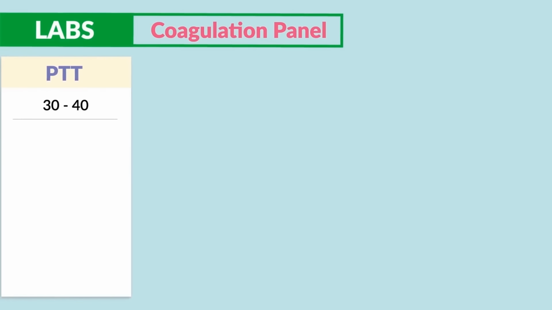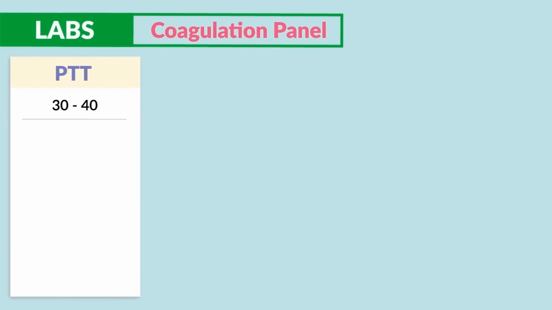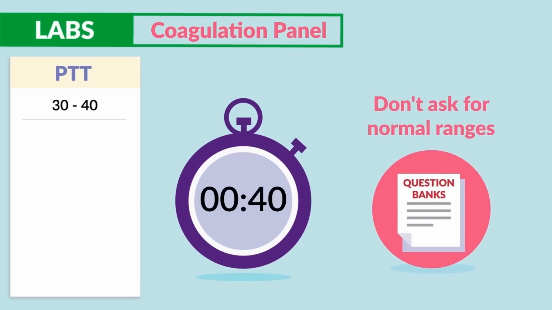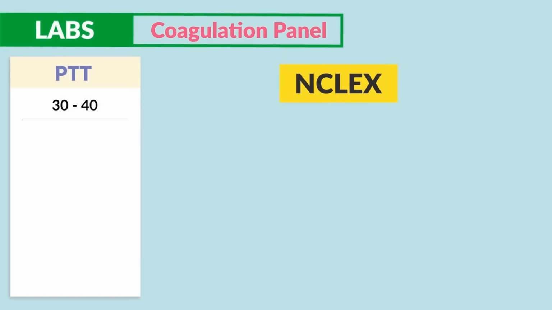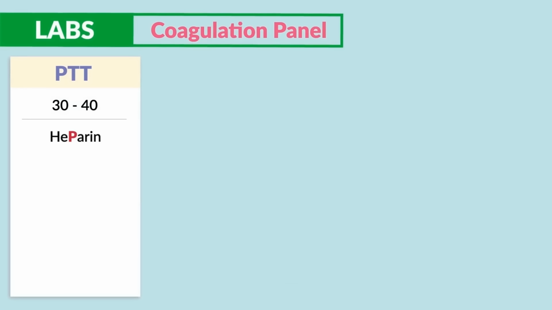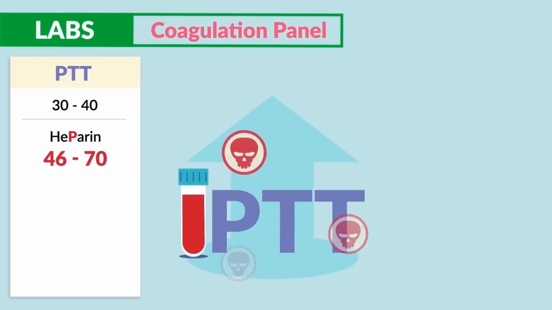Now for PTT, our partial thromboplastin time, normally between 30 to 40 seconds, but exams really don't ask for normal ranges. The NCLEX will typically ask for max ranges since this will kill your patient. So clients on heparin, the PTT should be between 46 to 70 seconds for therapeutic range. Again, think higher is horrible.